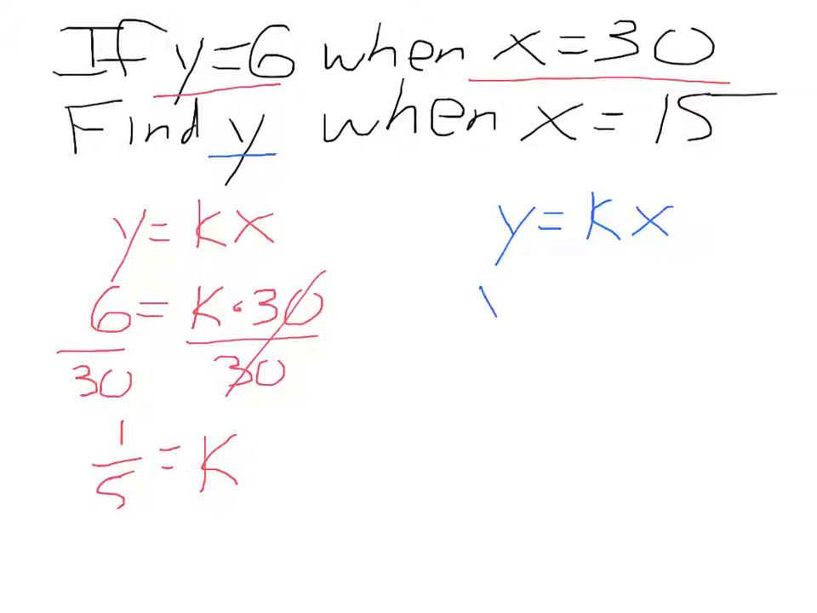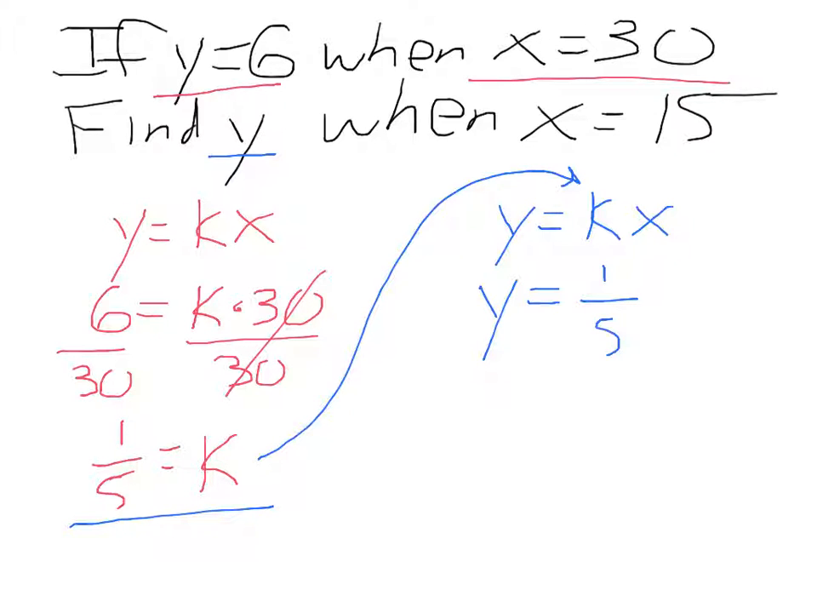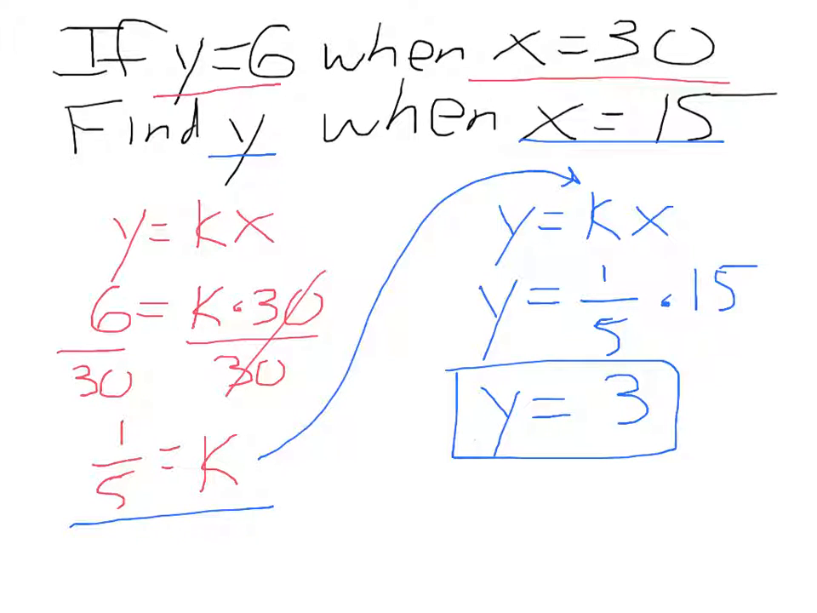No, I don't know what y is. Do I know what k is? Yeah, the k is going to come from down here, and I'm going to put it into there. So that's 1/5 times, do I know what x is? X is equal to 15. Okay, so y equals, what's 1/5 times 15? 3. How many people got y equals 3? Good.